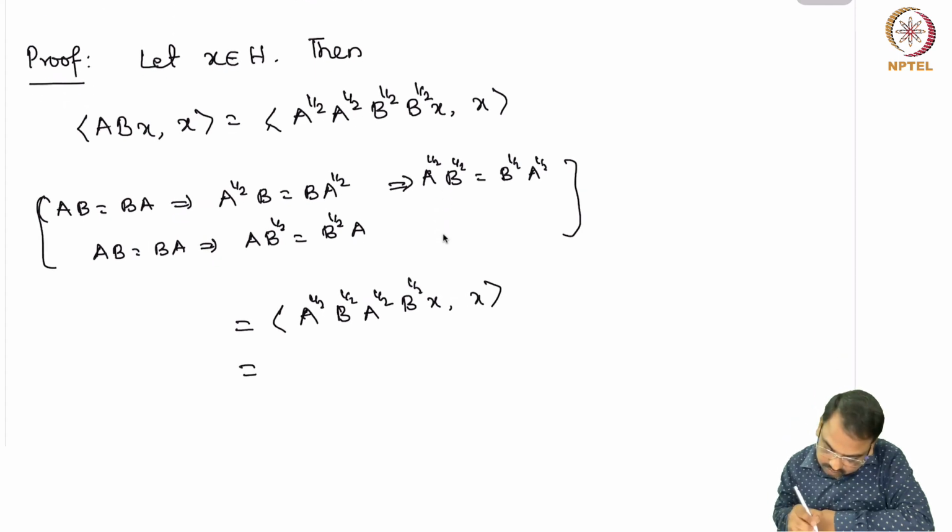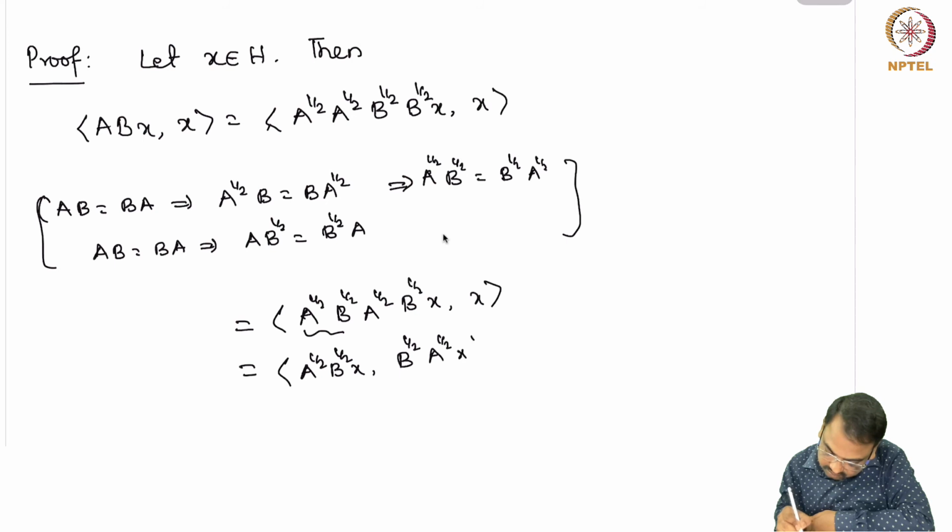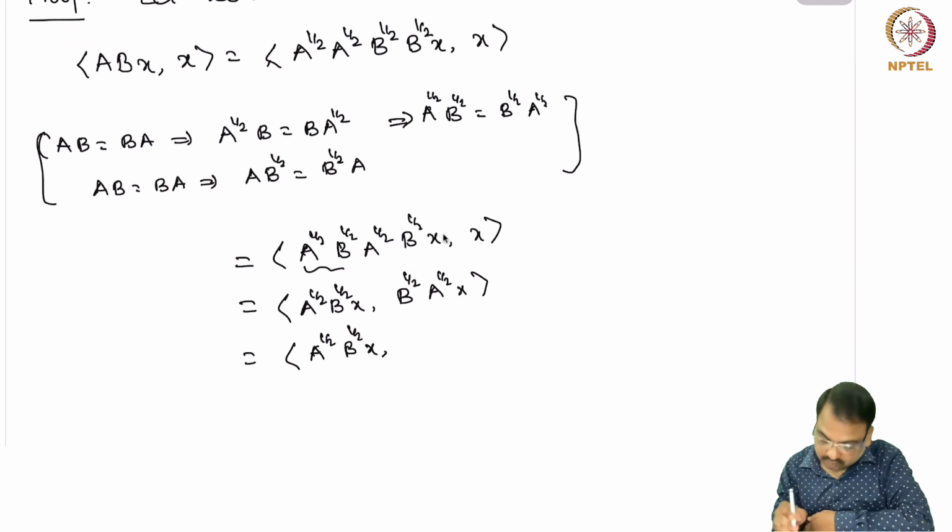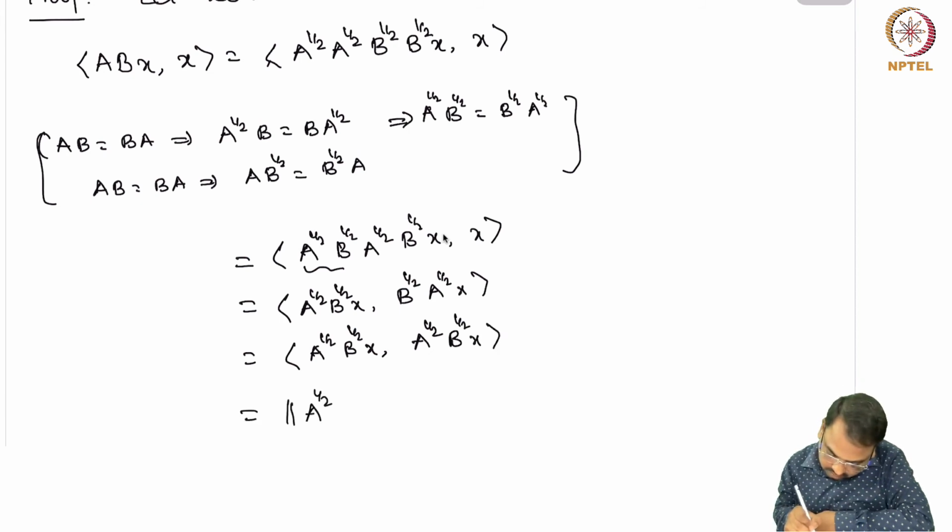So this is nothing but A power of B power of X. If you take the other side, you will get B power of A power of X, and we know that they commute. So A power of B power of X. So this we can write as A power of B power of X. So this is nothing but the norm of A power of B power of X, squared.